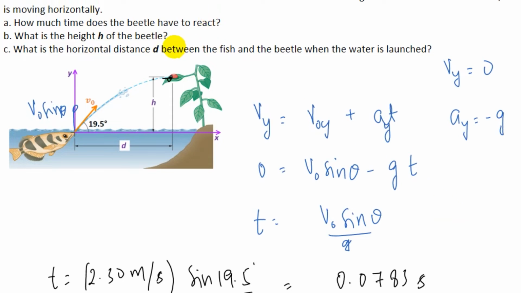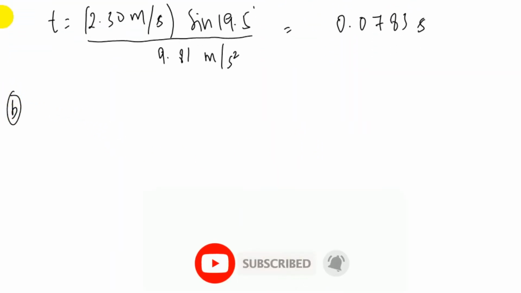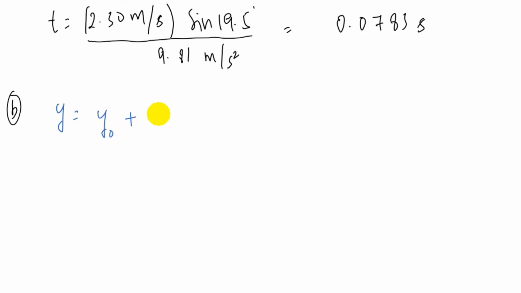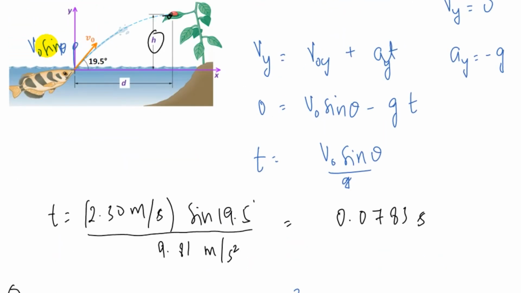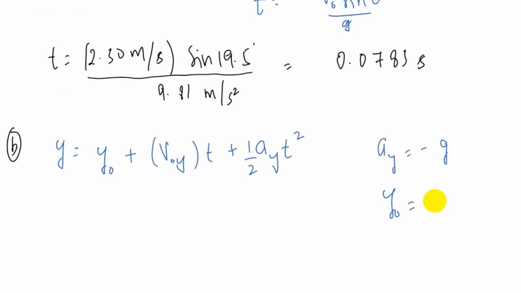Now next in the B part we have to find the height h. For that we can use this equation: y equals y0 plus V0y times t plus 1/2 ay t squared. Now here ay is minus g and y0 is 0, because we have taken the initial position to be the origin, and V0y we already know is V0 sine theta.